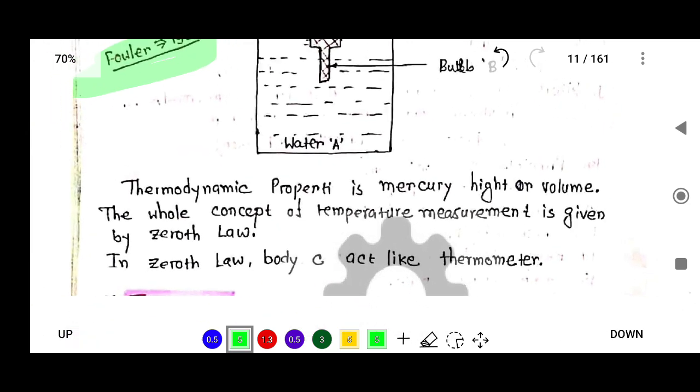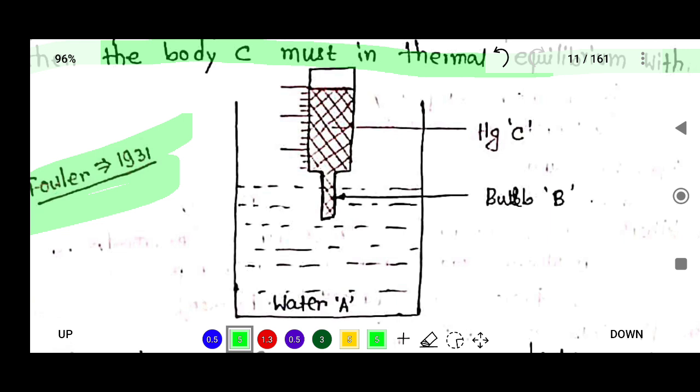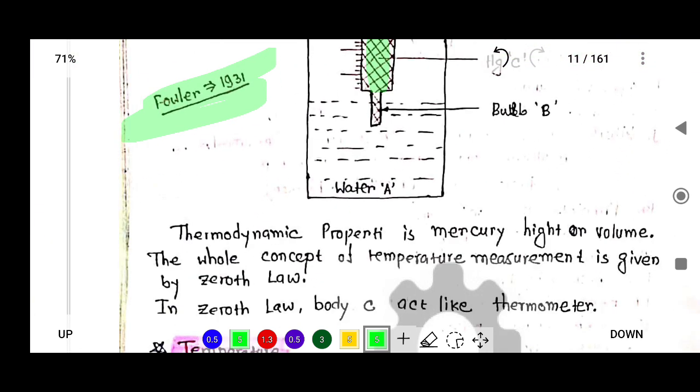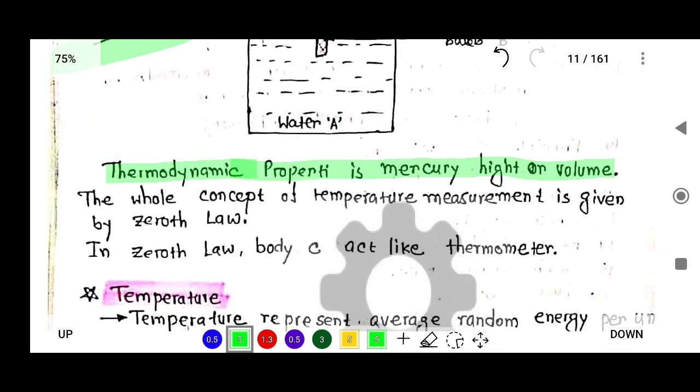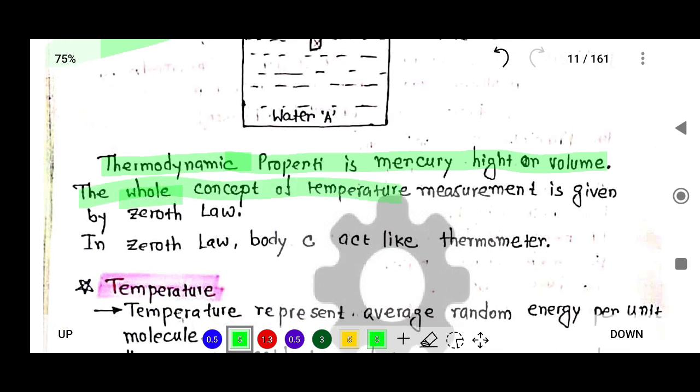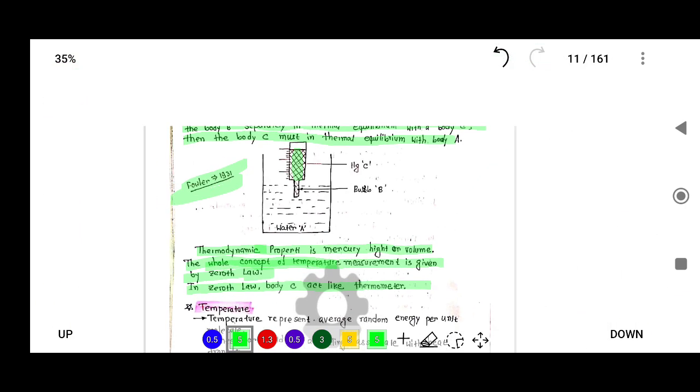Here we see that there is mercury inside this bulb, and when the temperature increases, the volume or the property changes due to this temperature difference. So here the thermometric property is mercury height or volume. The whole concept of temperature measurement is given by zeroth law. From zeroth law, we can understand the concept of temperature measurement. In zeroth law, body C acts like a thermometer. Okay, so this is all about the zeroth law.